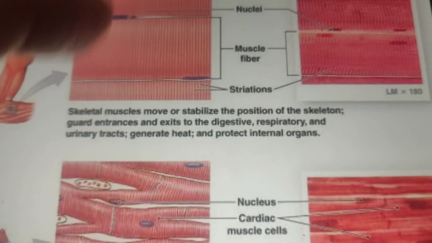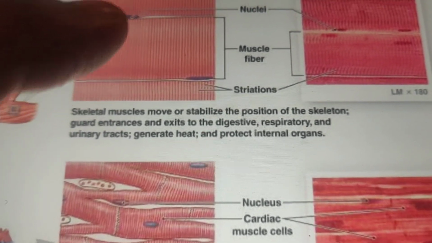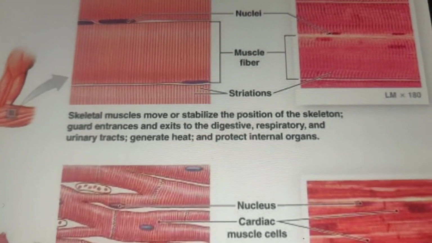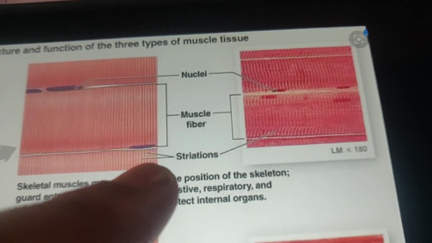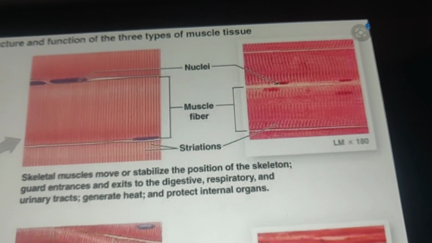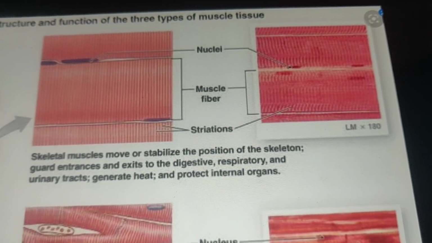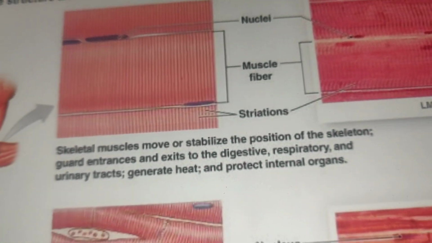They have striations, stripes. They are also known as voluntary muscles because they are under our voluntary control. They have the nuclei under the sarcolemma, and the shape can be spindle or cylindrical.